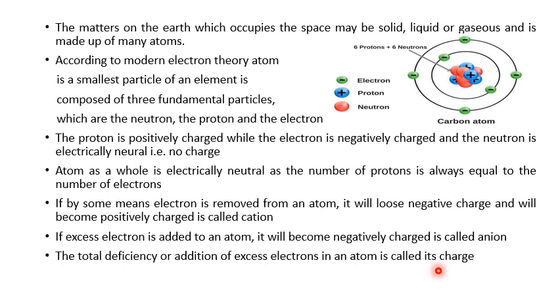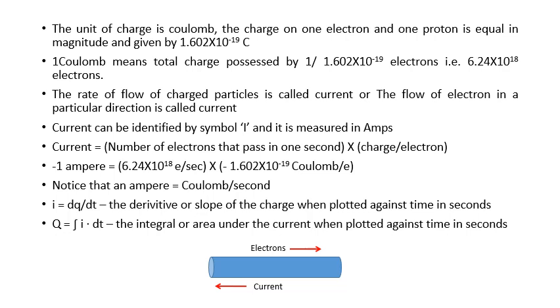Charge is nothing but either a deficiency or an addition of excess electrons. Usually charge can be classified into two categories: positive charge and negative charge. If it consists of positively charged particles, then it is called a cation. If it consists of negatively charged particles, then it is called an anion. The unit of charge is the coulomb.